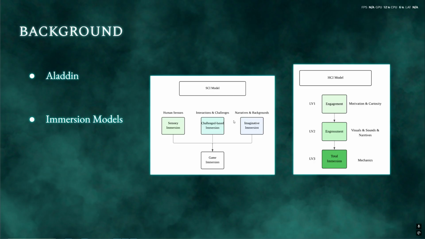There is a lot of research done on visual consistency. For example, Aladdin provides a guide for small teams, suggesting the creation of an art Bible and the importance of an art director in the game process. There are also two immersion models, the SCI and HCI models. Both show that visual consistency has a deep connection with game immersion.